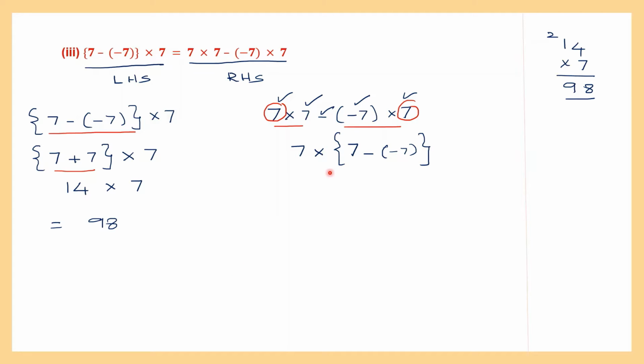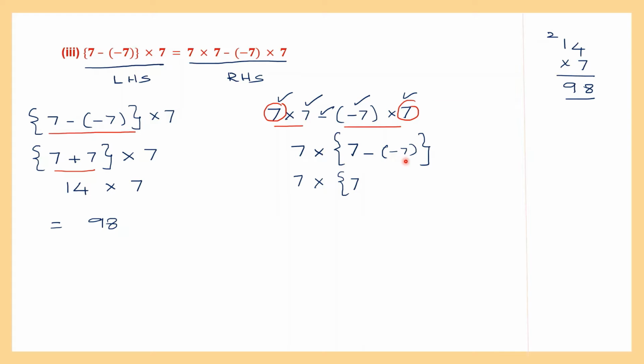Since I have common brackets here, I have changed this to curly brackets. Now let's solve this. Let's simplify what's inside. So this is 7 into, now I'll write 7 as it is. Now I'm going to remove my common bracket. Before I remove, don't forget to have a look at the sign before that. The sign before that is minus.